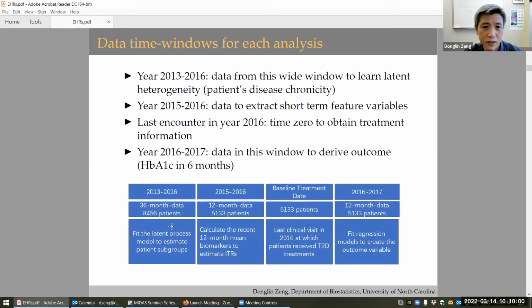Okay, and of course after this encounter, we go into 2016 to 17. This data is post-treatment, right? Because when you make a treatment decision and try to learn a treatment rule, you have a treatment phase, and you need to know what happened after a patient got treated.